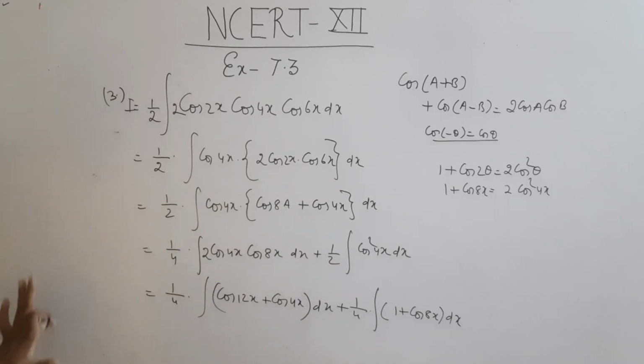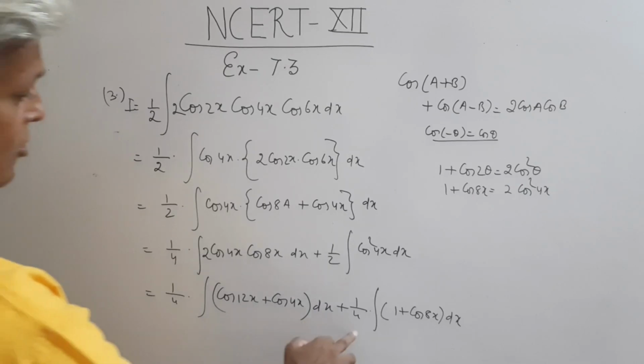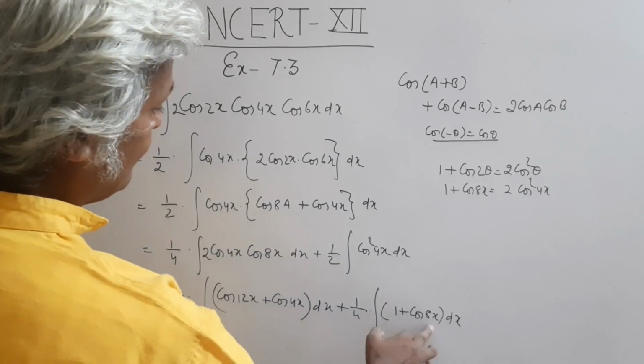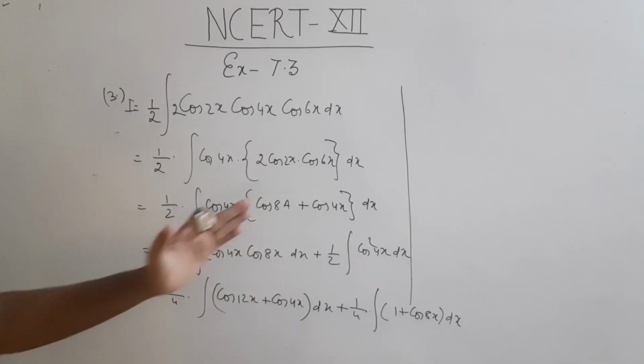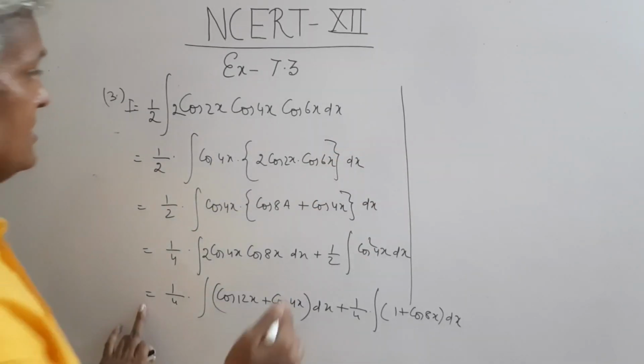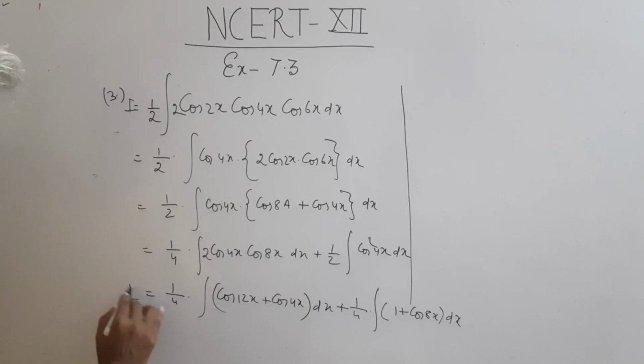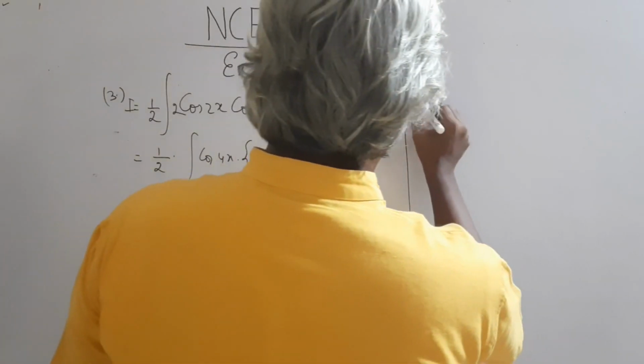Now I am running out of space. Before clearing some part of the screen, I would like to tell you that here we have three terms: 1 by 4 cos 12x, 1 by 4 cos 4x, 1 by 4 times 1, and 1 by 4 cos 8x. So first let me clear this part of the screen, and I write after this, so this is my integral I.